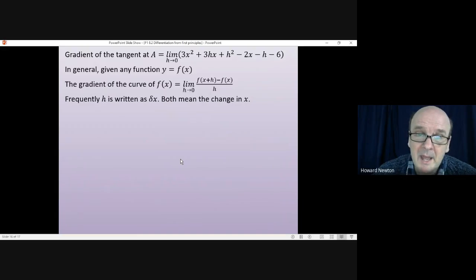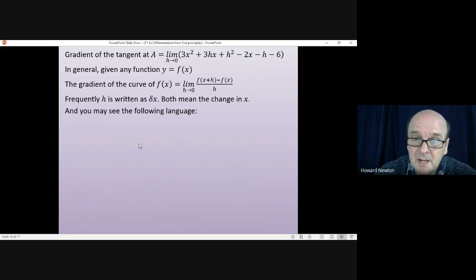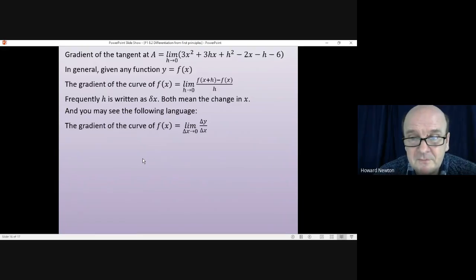Now frequently, h is written as the Greek letter delta times x. Both h and delta x mean the same thing. They both just mean what's the change in x, how much has x changed by. And both of them are implying that it's a small amount, a small value. You also may see the following language, that the gradient of the curve of f of x is equal to the limit as delta x tends towards 0 of delta y over delta x. Now, this is the same letter as this letter here. They're both the Greek letter D. That's the lowercase version of the letter, and that's the uppercase version of the letter.